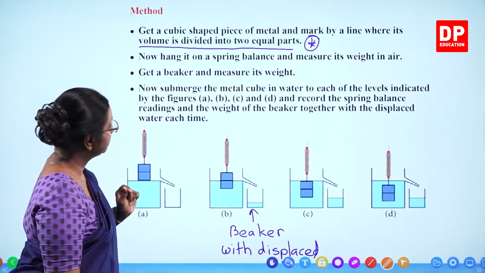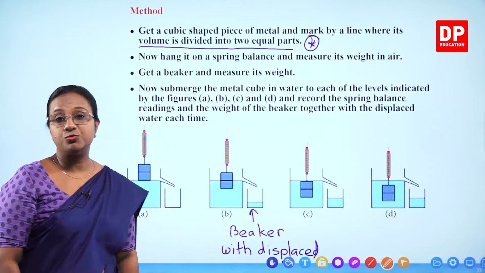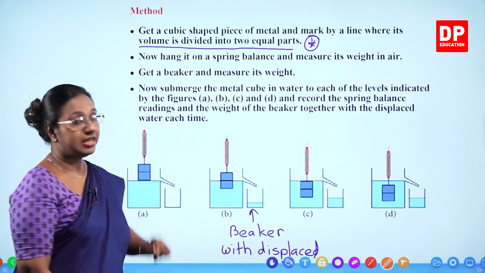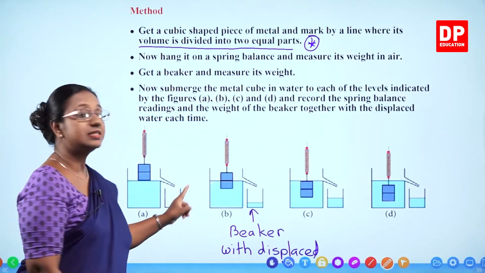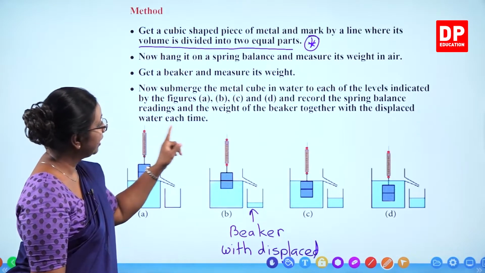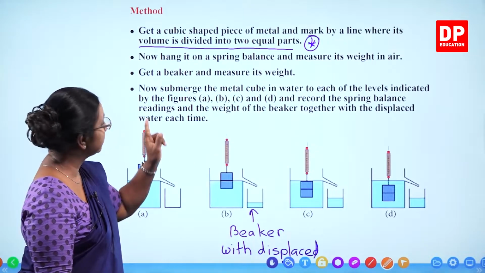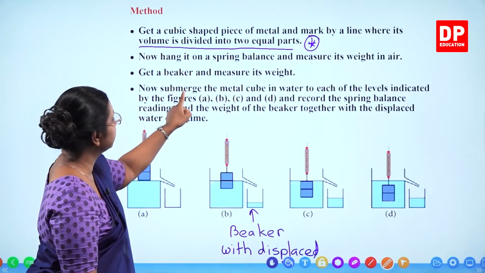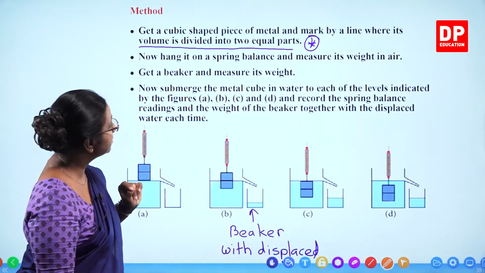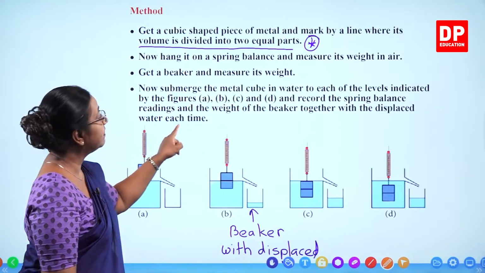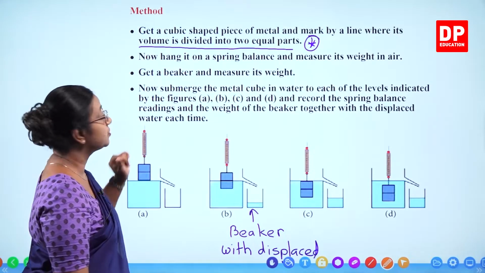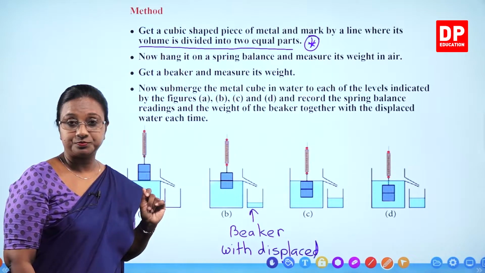Now, hang it on a spring balance and measure its weight in air. Get a beaker and measure its weight. That is the first instance. Now, submerge the metal cube in water to each of the levels indicated by the figures A, B, C and D, and record the spring balance readings and the weight of the beaker together with the displaced water each time.